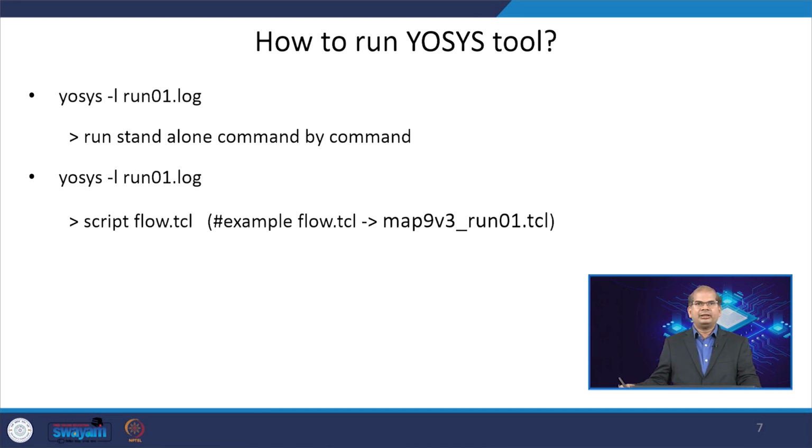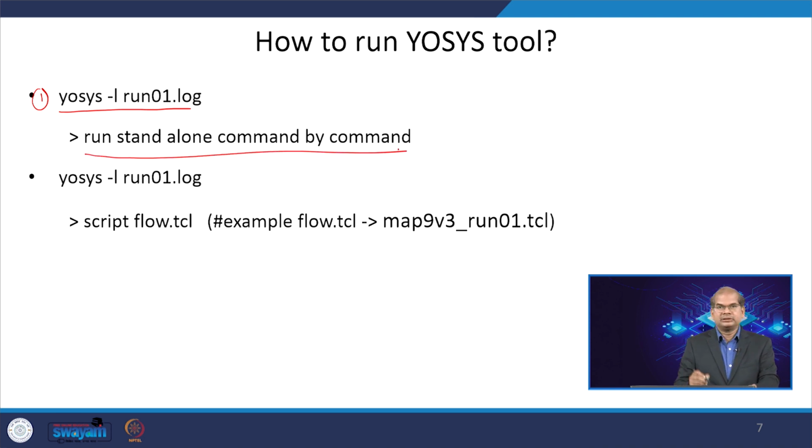In this slide we will discuss how to run the YOSYS tool. Basically, we can run the commands in different approaches. One first approach is that you type yosys -l run01.log. It will go to the YOSYS prompt. In this case you can copy each of the lines of the command to the command prompt to know more detailed information about what each command is doing. So, this is running standalone, command by command.